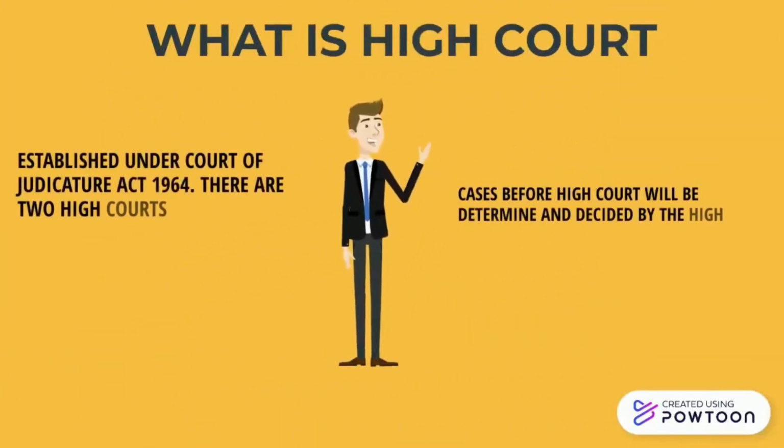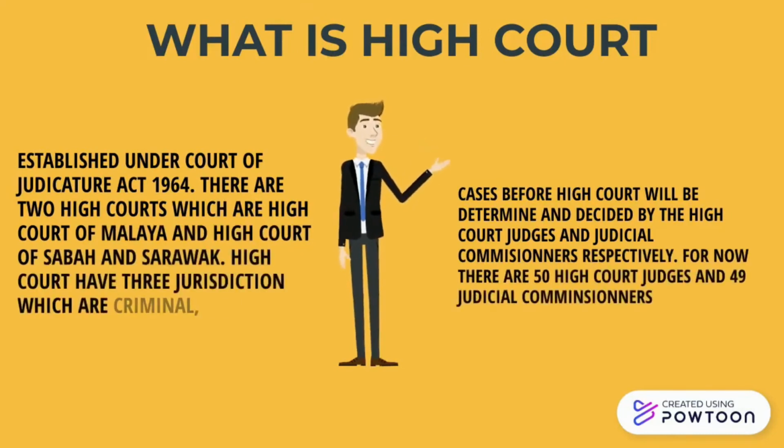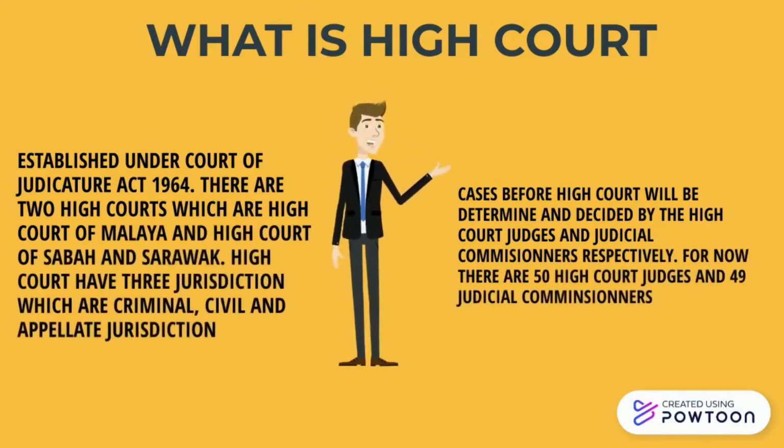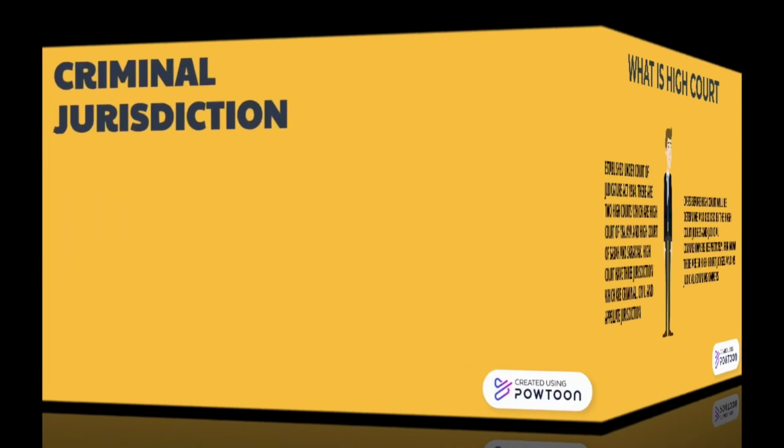What is High Court? High Court was established under Court of Judicature Act 1964. There are two High Courts, which are High Court of Malaya and High Court of Sabah and Sarawak. High Court has three jurisdictions, which are criminal, civil, and appellate jurisdiction. Cases before High Court will be determined and decided by the High Court judges and judicial commissioners respectively. For now, there are 50 High Court judges and 49 judicial commissioners.